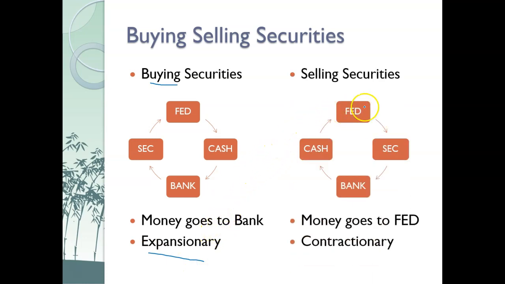Selling, from the Federal Reserve's perspective, means that the bank is using up their reserve requirement or their excess reserves in order to get access to the security. So selling securities is a contractionary policy.